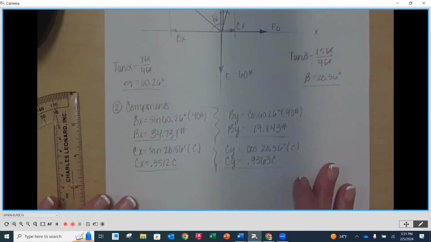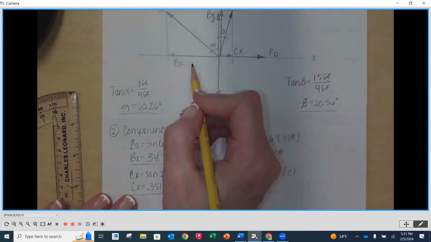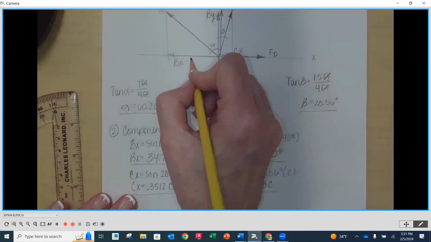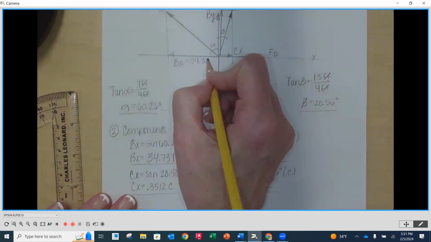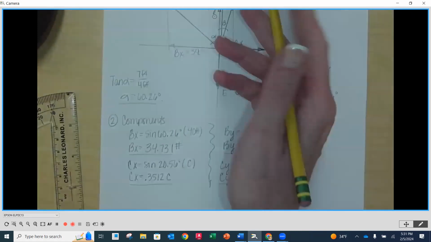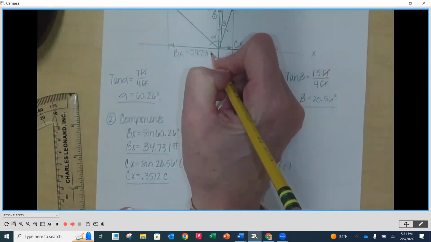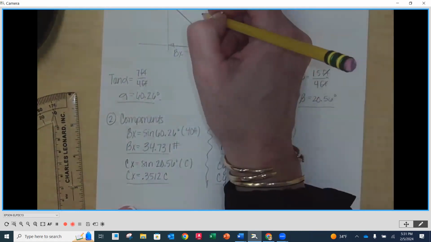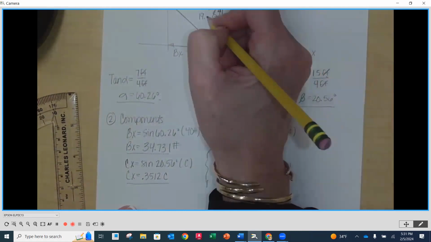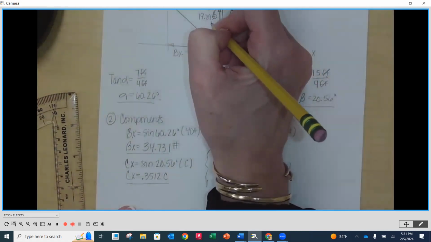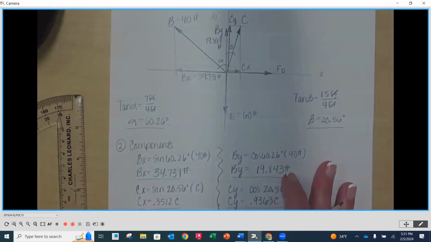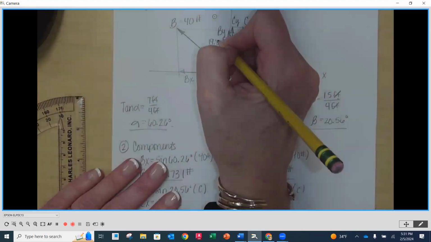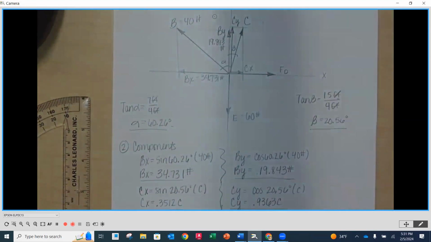So does that make sense, everybody? I am so sorry. So we know BX is 34.731 and our BY is 19.843 pounds. Kind of sneak it in there. So for those of you who make real small diagrams, gosh, I don't know how to do it.